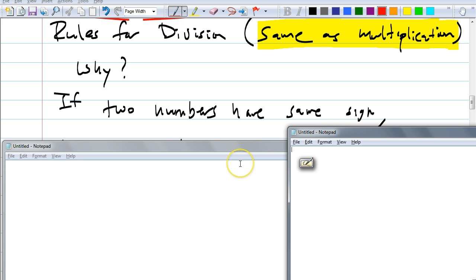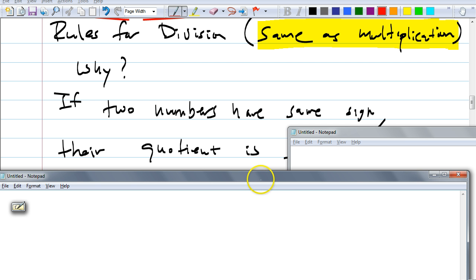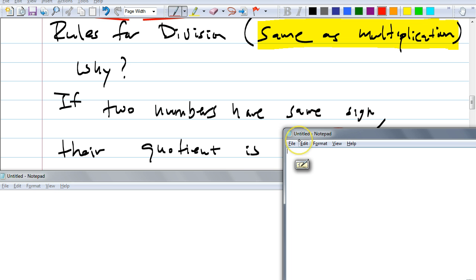When you have two numbers that have the same sign, instead of product, I'm going to say quotient. Remember, quotient means the result of dividing two numbers. What do you think the quotient will be? Would it be positive or negative if two numbers have the same sign? Meaning they're both positive or they're both negative. Like I said, it's the same as multiplication.